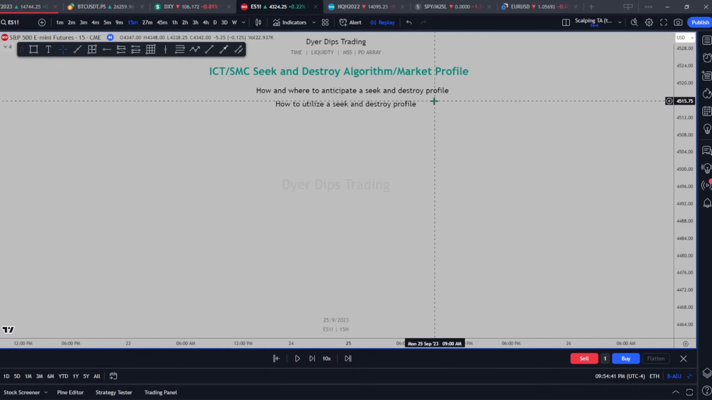Okay, so now that you understand what the Seek and Destroy market profile looks like and what it is, let's now understand how and where to anticipate the Seek and Destroy profile, and how I utilize the Seek and Destroy profile to build daily bias, as well as understand when I should be sitting out of the market and not destroyed through the liquidity sweeps.